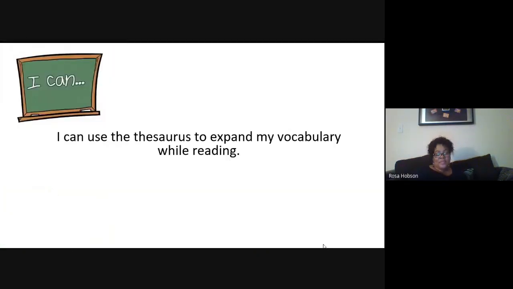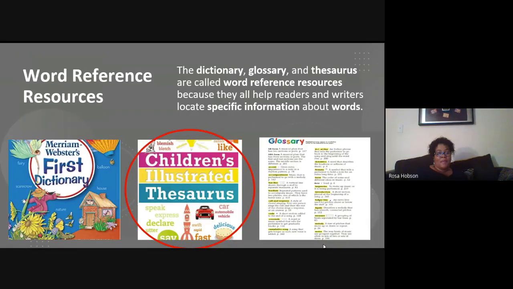The I can statement for today: I can use the thesaurus to expand my vocabulary while reading. Word reference resources. Here are the dictionary, thesaurus, and glossary. These are the three word reference resources that we use. You've had exposure to the dictionary and glossary, and we're going to emphasize this week on the thesaurus. A dictionary, glossary, and thesaurus are called word reference resources because they all help readers and writers locate specific information about words.